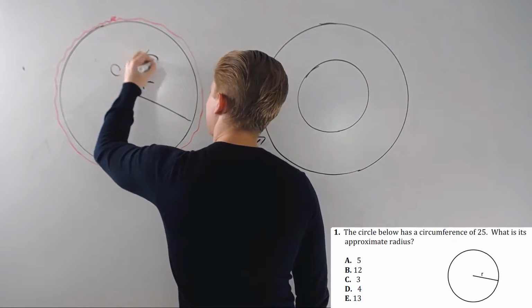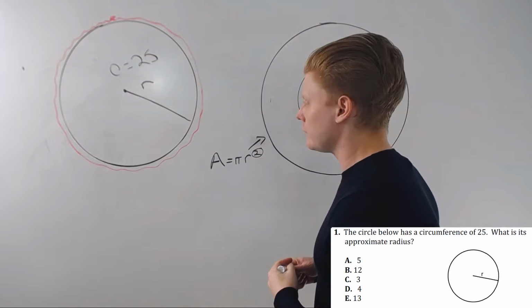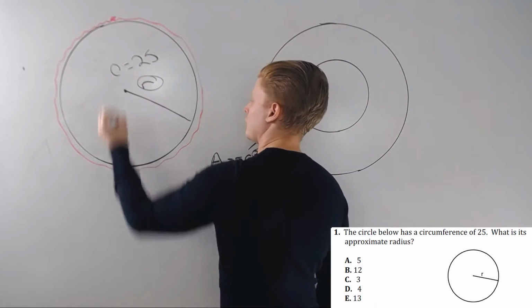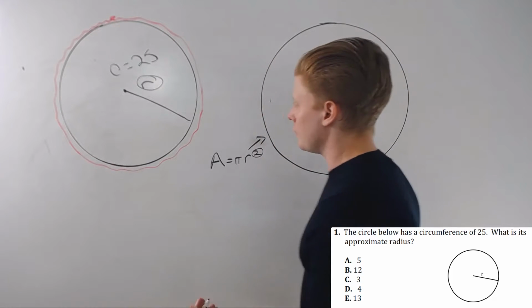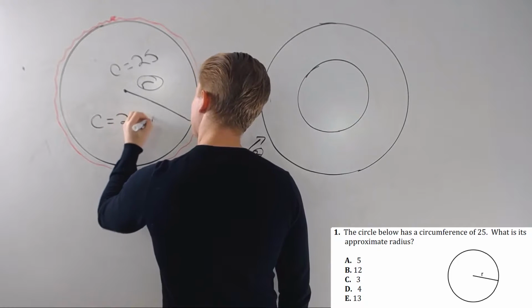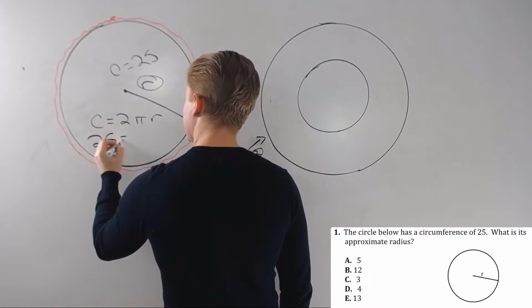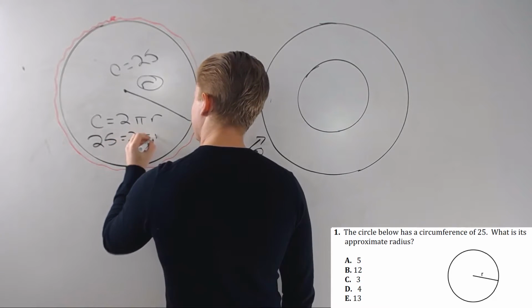Put everything on my diagram so I can be done with the question. I want to know what the radius is. That's what I'm looking for. My circle formula equals 2 times pi times r. Well, I plug in what I know: 25 equals 2 times pi times r.